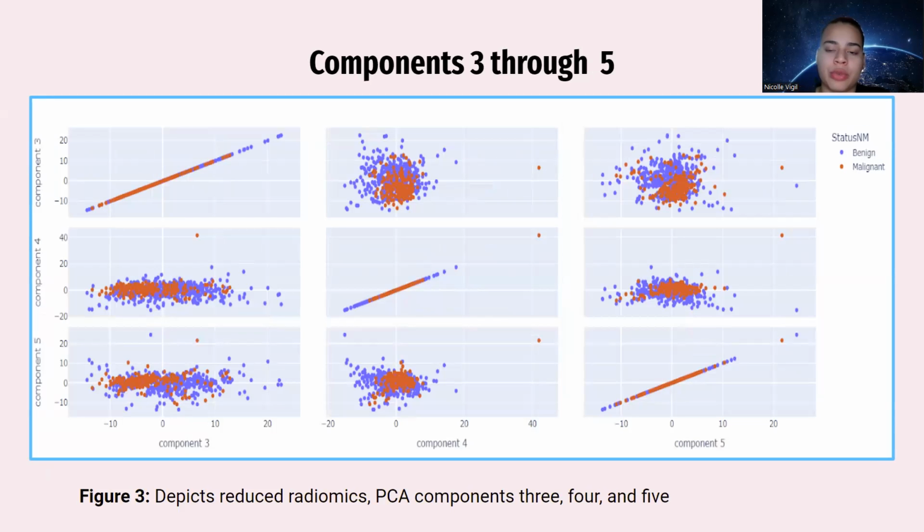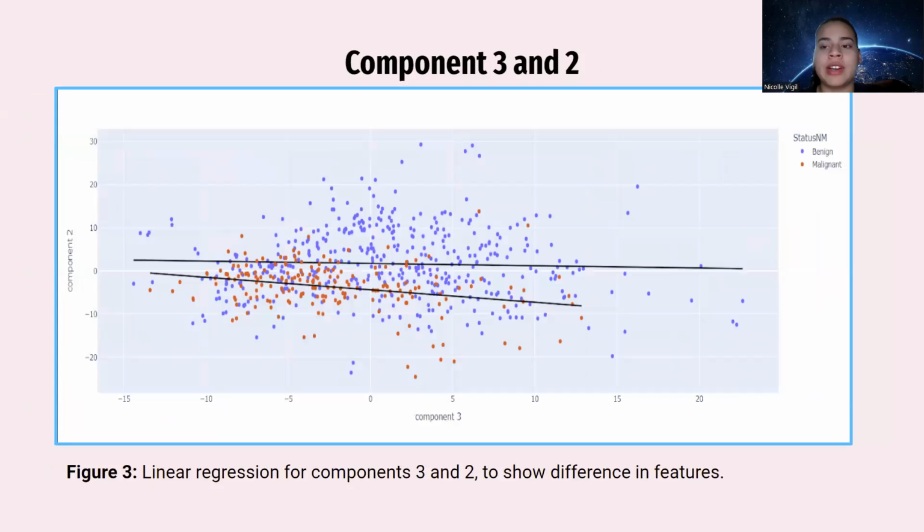Here, components 3 through 5, we also got the same. Some components were different, but some components were really similar to each other, which is really not what we're looking for in this case for the PCA, for the principal component analysis. So an example of this will be components 3 and 2.